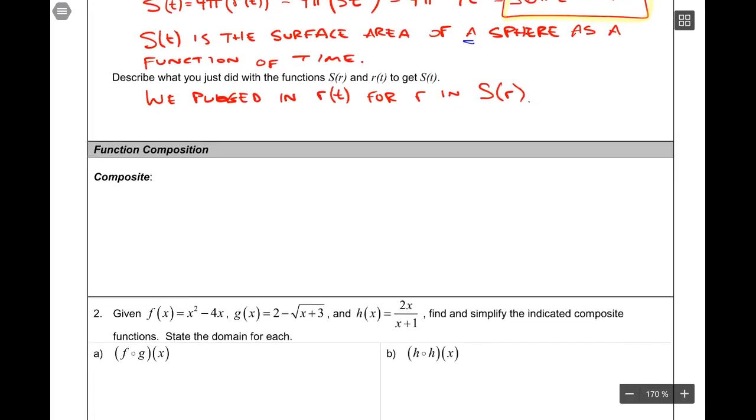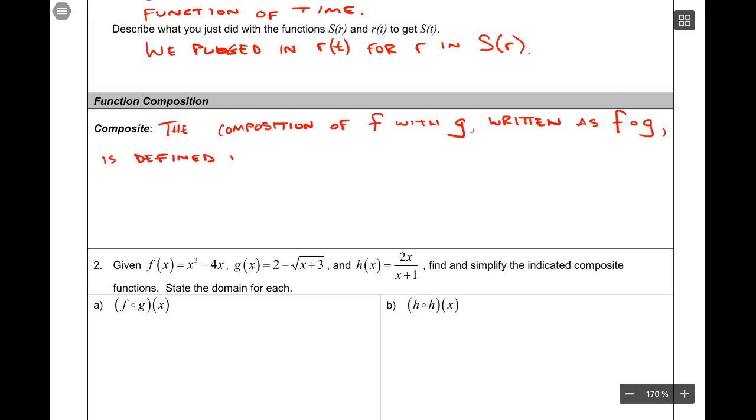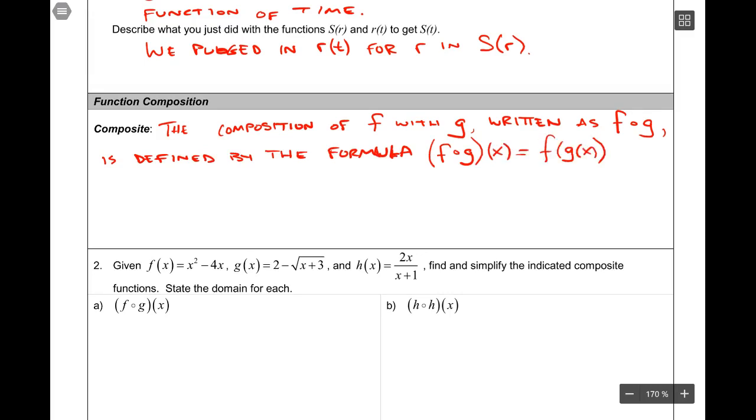And let's kind of formalize that here with the following definition. So folks, there you have the definition of a composite function. The composition of f with g, written as f composed with g. So this little circle here, it's not the word fog, folks. It is f composed with g. It's defined by the formula f of g of x. So g of x is the input to the function f.